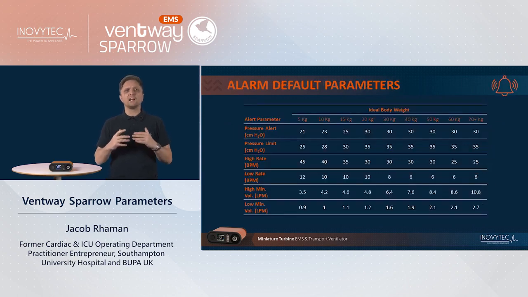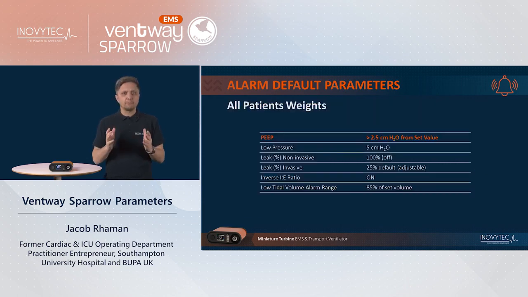With regards to the alarm default parameters, these are shown in the table and are very specific to the patient with regards to pressure, high and low rate of breaths per minute, high minute volume as well as low minute volume. The PEEP levels are defined for all patient weights. The PEEP level will alarm if the PEEP value is more than 2.5 centimeters of H2O from the clinical value as shown on the table provided.